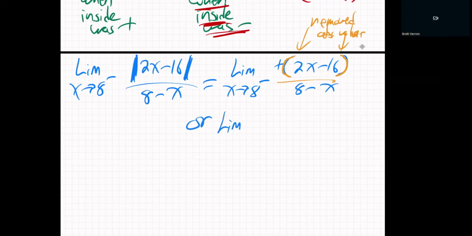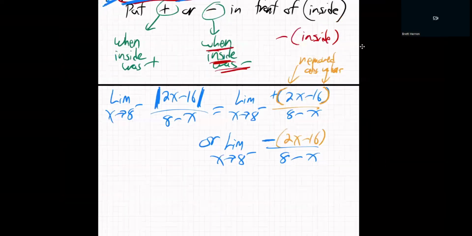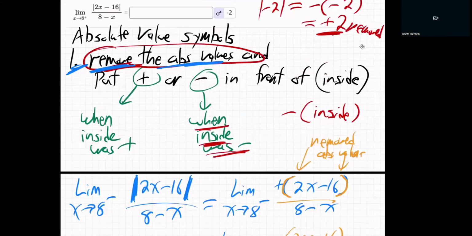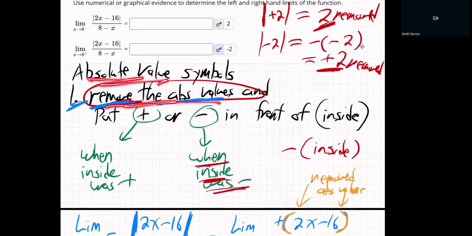Or I'm going to do it the other way. I'm going to put a minus in the front, right? I've got to decide which one of those is right, over 8 minus x. You're tracking with me. See, it's either going to be this one or this one. How do I know which one? It says right here, first step, absolute values. You've got to remove the absolute values and either put a plus or a minus in the front of the inside.